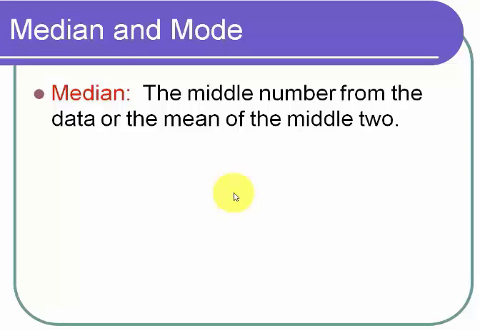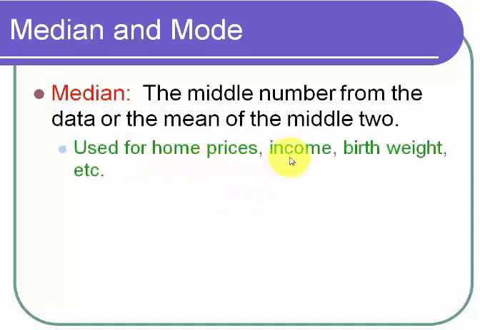So when should you use the median and when should you use the mean? Well, the median is often used for home prices or income or birth weight. So one of the things that these have in common, so for example, in my town of Tahoe, most of the houses tend to be between $250,000 and $600,000. But then you have those beautiful mansions that have lakefront property that go for $15 million.